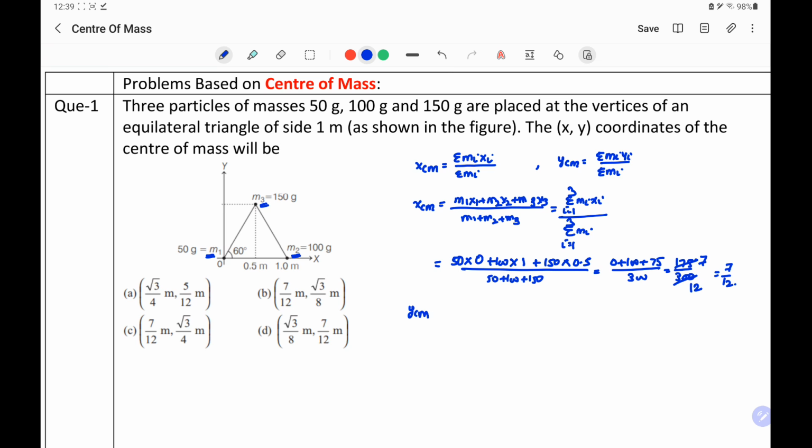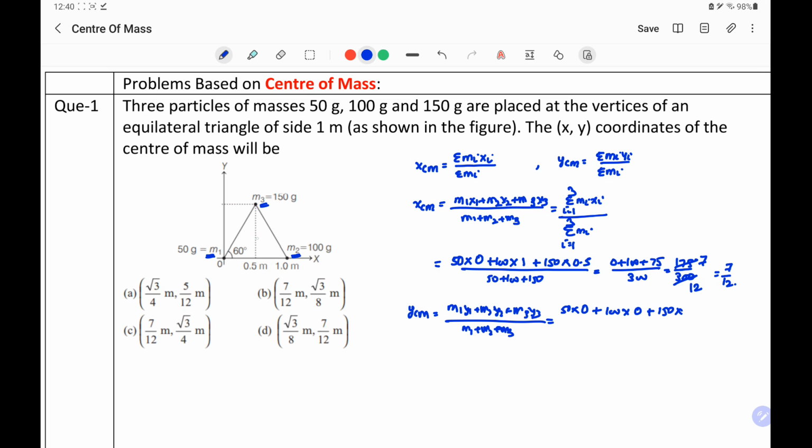Similarly, the y coordinate will be m1 y1 plus m2 y2 plus m3 y3 divided by m1 plus m2 plus m3. Substituting the values, m1 is 50 gram. It is at the origin, so its y coordinate is also 0, plus 100 gram into the y coordinate of the second mass, which is also 0, and the third one is 150 gram.